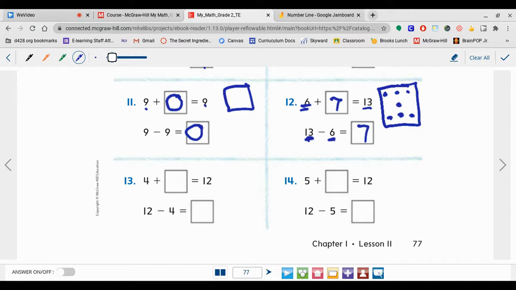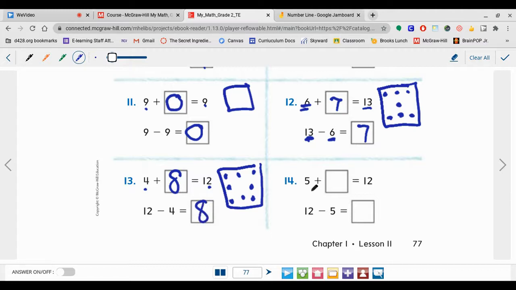For number 13, we've got 4 plus something equals 12. So just like we've been doing, I'm going to start with 4 and stop when I get to 12. So 5, 6, 7, 8, 9, 10, 11, 12. Woo! That was a lot. How many was that? 1, 2, 3, 4, 5, 6, 7, 8. So 4 plus 8 equals 12. On the other end, 12 minus 4 equals 8.